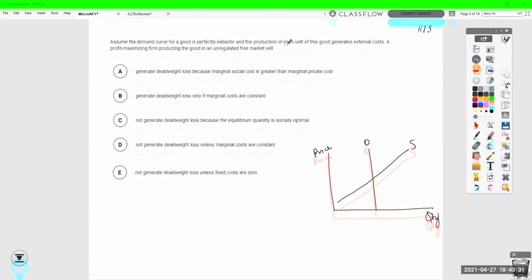And it says the production of each unit of good generates an external cost, right? So this right here would be our marginal private cost. This is just what we did today. So it's going to generate an external cost, which means my marginal social cost is above. Because this is perfectly inelastic, my current quantity that's being produced is not going to change.